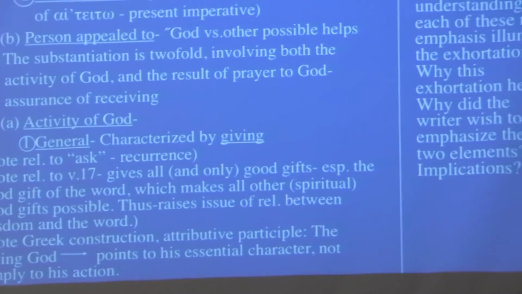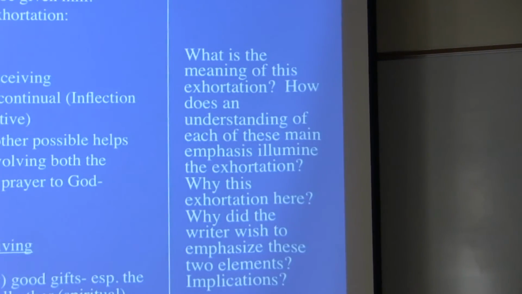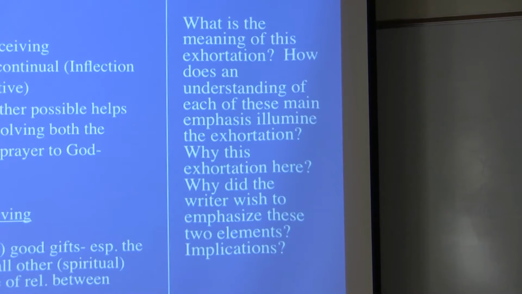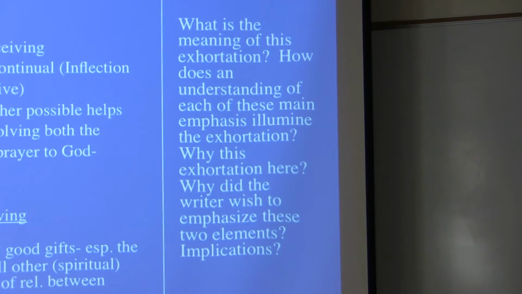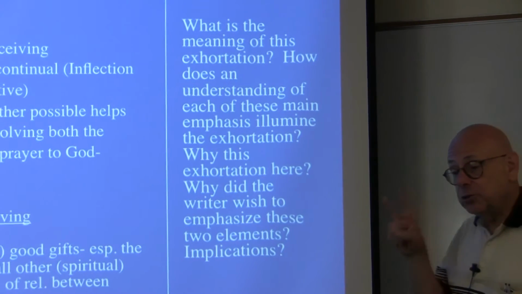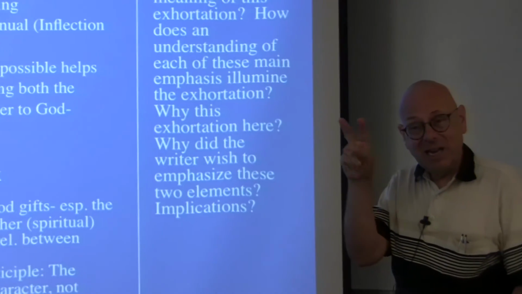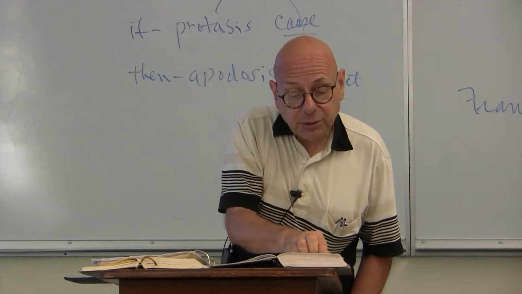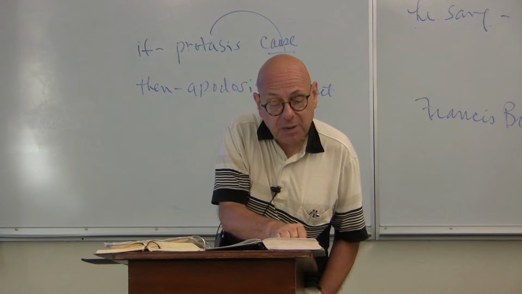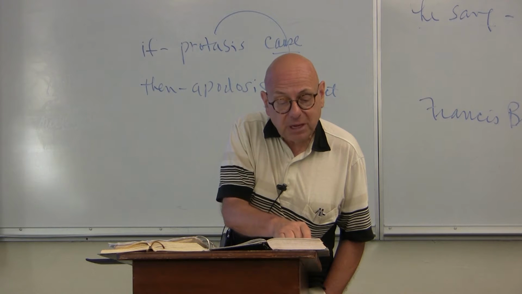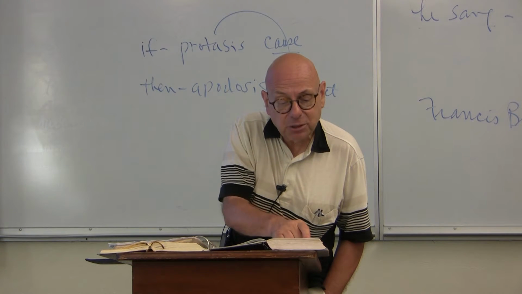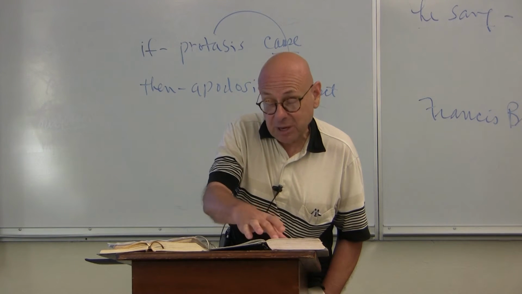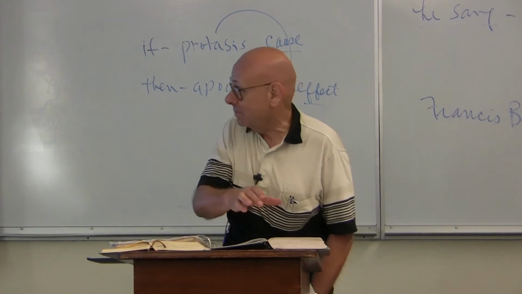As I say, in verse 17, he will say that he gives all and only good gifts, especially the good gift of the Word, which makes all other spiritual good gifts possible, which raises the issue of the relationship between wisdom and the Word. In other words, in chapter 1, there are two things that God is said to give, wisdom and the Word. This, by the way, reinforces our suspicion that we set forth in the survey of the segment that wisdom is a divine gift, which is a means for fulfilling the demands in the first half of James 1, and the Word is a divine gift, which is a means for fulfilling the demands in the second half of James 1.